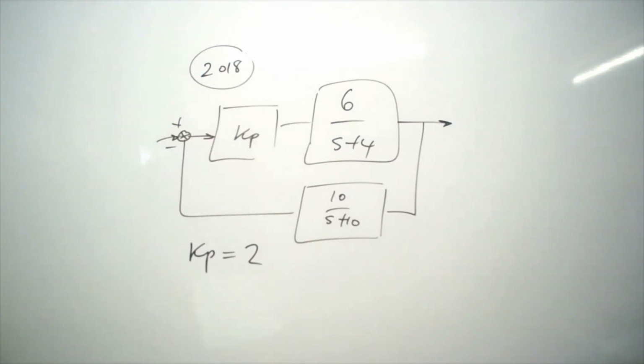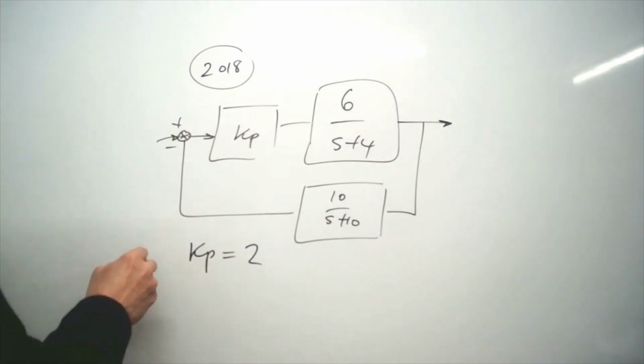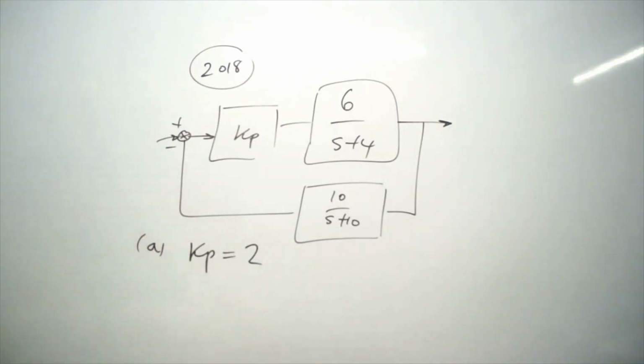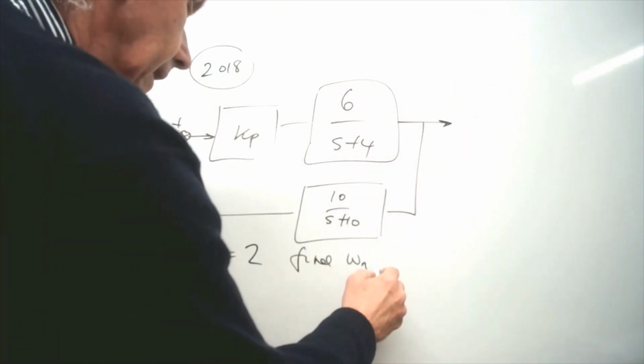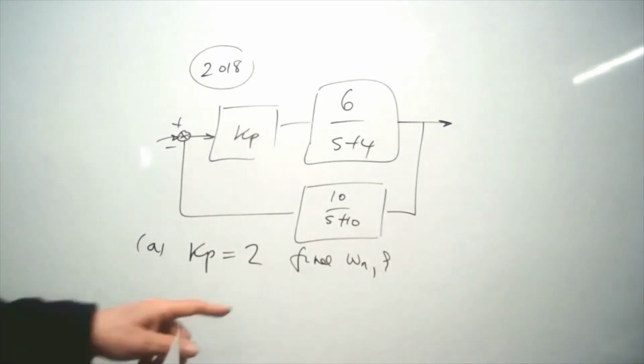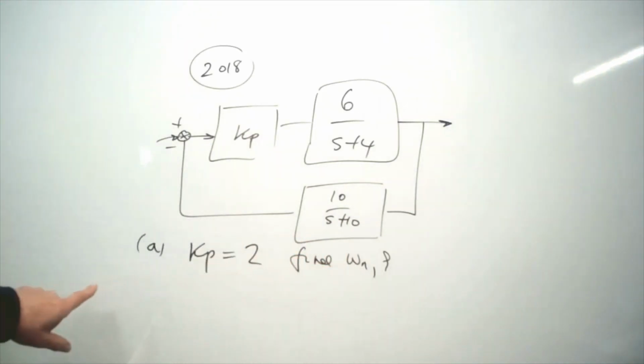In the exam we'd only get 2, but it just gives us a bit more coverage of this type of problem. So first part, say A, would be KP equals 2. Find omega n and damping ratio. This is a very typical thing that you tend to get almost every year. Should we go and do that first?